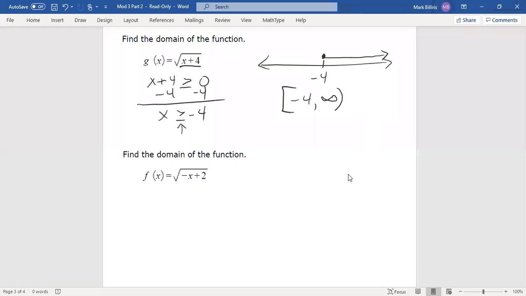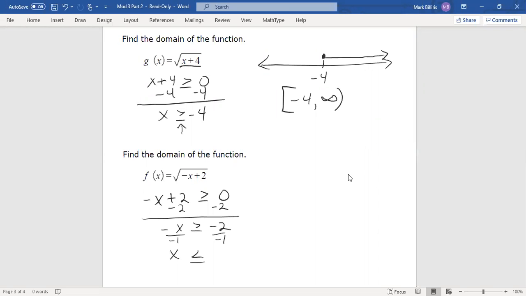So let's look at the next one. Find the domain. Again, my radicand, negative x plus 2 has to be greater than or equal to 0. So now I solve. So I'm going to subtract 2 from both sides. And this gives me negative x is greater than or equal to negative 2. Now keep in mind we're solving for x, and anytime we divide by a negative, the direction or the sense of our inequality sign changes.